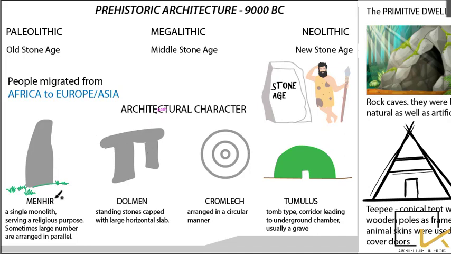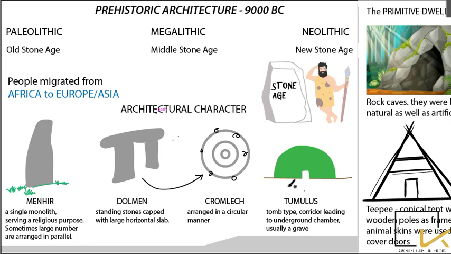The first one was the menhir. A menhir is a single monolith member. Monolith means an upright member standing tall. It serves a religious purpose. Sometimes a large number of these menhir members are arranged in parallel. The second was the dolmen. A dolmen is two upright members capped with a horizontal slab. The third one is the cromlech. A cromlech is when dolmens are arranged in a circular manner. Many dolmens arranged in a circular manner are known as a cromlech.